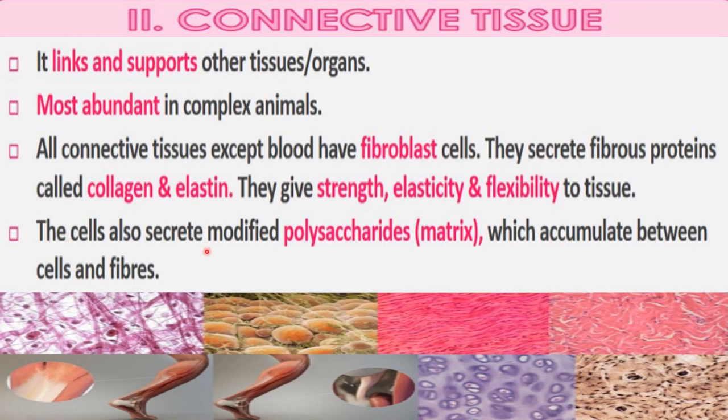The cells also secrete modified polysaccharide. The same fibroblast cells also secrete some polysaccharides that form the matrix inside the tissue. Okay, so these polysaccharides accumulate between cells and fibers, right? So inside the fibroblast cell, there will be fibrous proteins like collagen and elastin, and there will be matrix substance which is polysaccharide and which is also secreted by the same cell, right? So these are different connective tissues shown here.